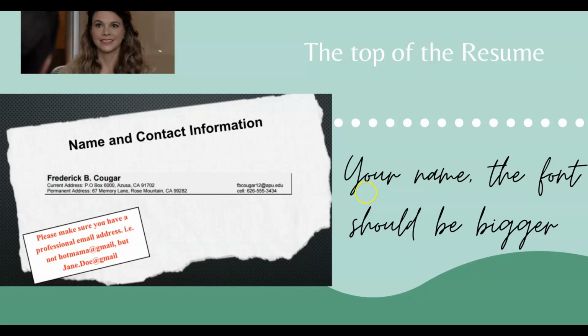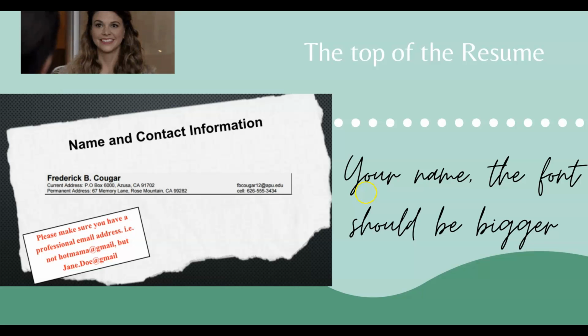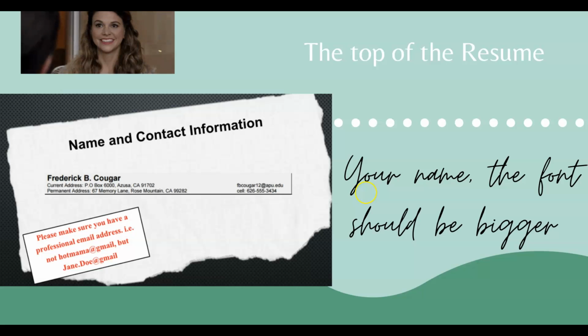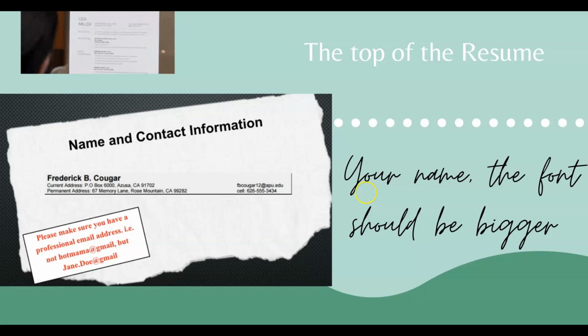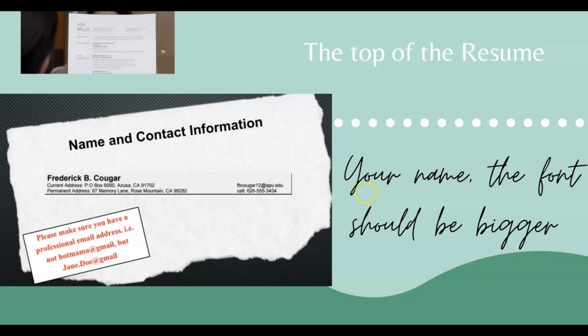At the top of the resume, here's an example. You want to make sure your name is bigger than everything else. That has to stand out, of course. You want them to know who you are, your current address, and if the mailing and permanent address are the same, that should be the same. This person gave a current address, which is a P.O. box, and a permanent address. But if you use the same for both, then one address is fine. You could put all of this under one.